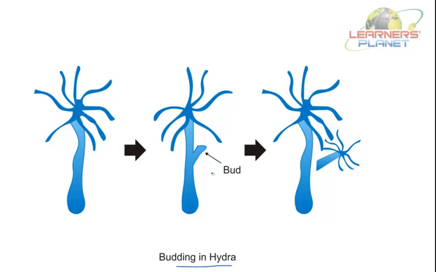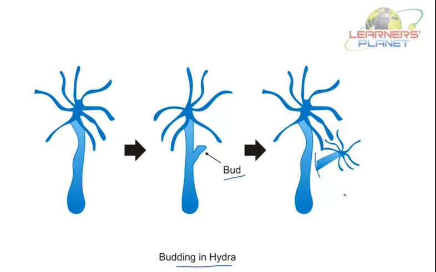After some time, asexual reproduction occurs by the formation of a bud, which is attached to the parent organism. And after that, we can see that this bud detaches itself from the parent body. So in this way, many new hydras are formed.